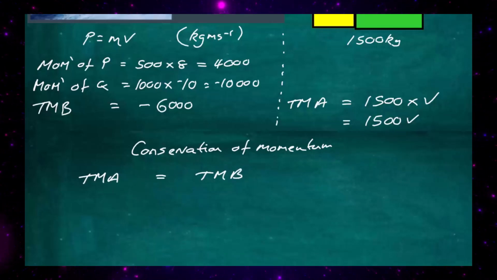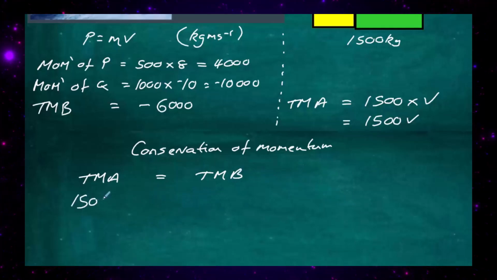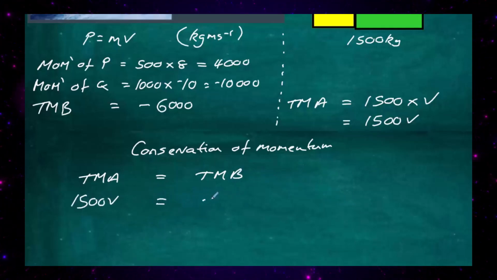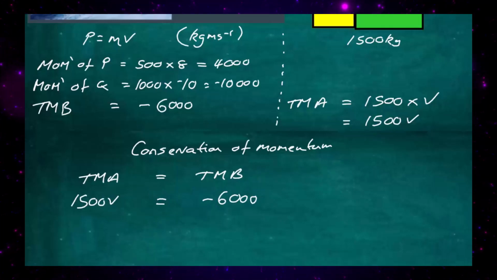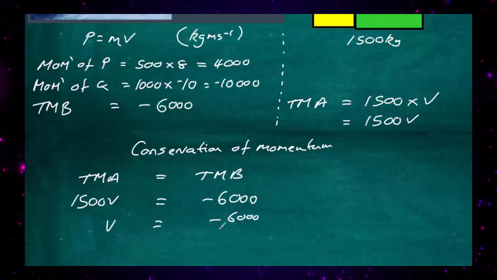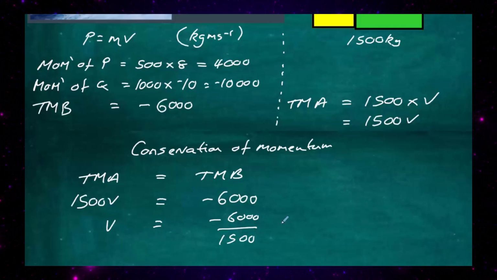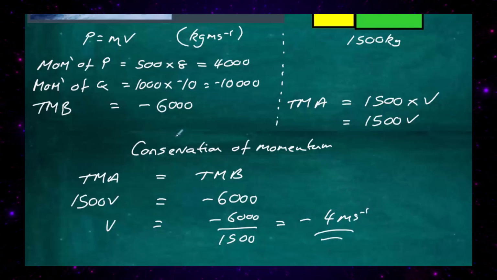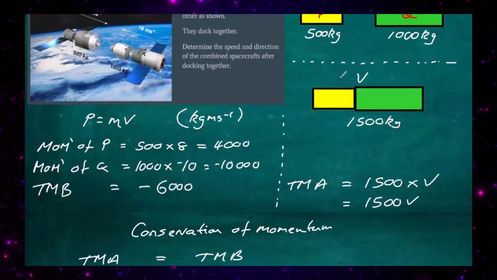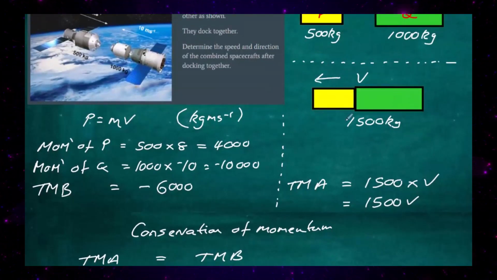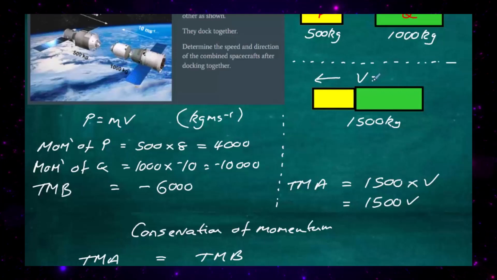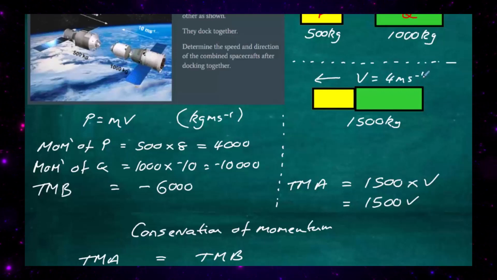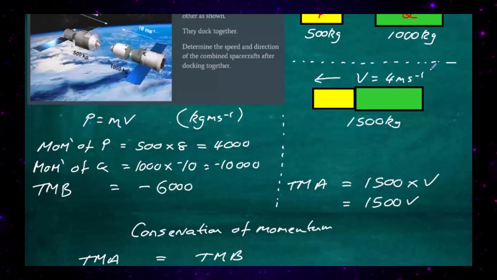So what's the total momentum afterwards? It's 1,500 times V, and that should equal exactly minus 6,000. We have to keep in the minus signs. So therefore V is going to equal minus 6,000 divided by 1,500. If we do that in our calculators, we end up with minus 4 meters per second, which means that the whole combination of the docked spacecraft is going to move from right to left, because it's minus, with a speed of 4 meters per second. And that's how we do the momentum problems.